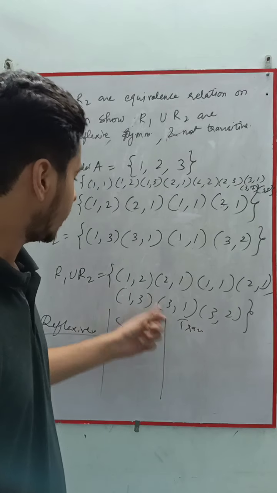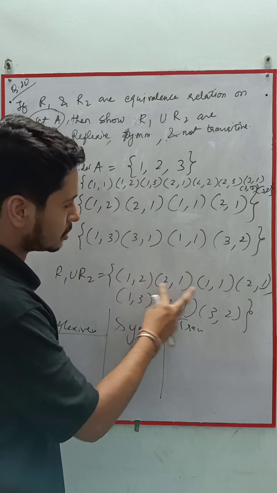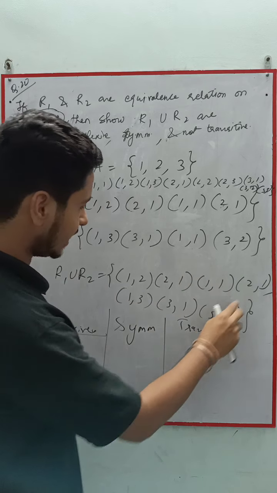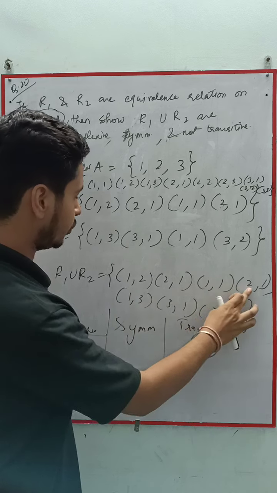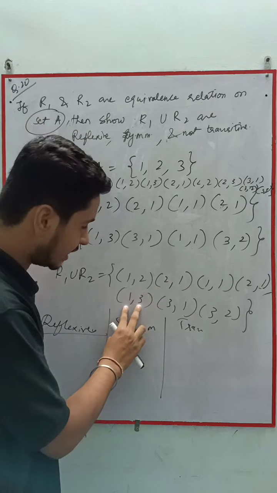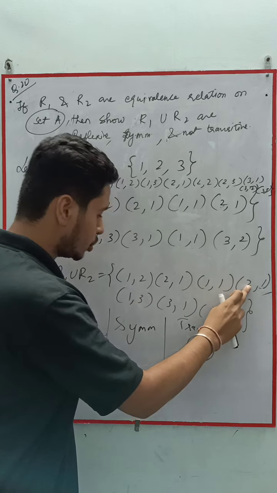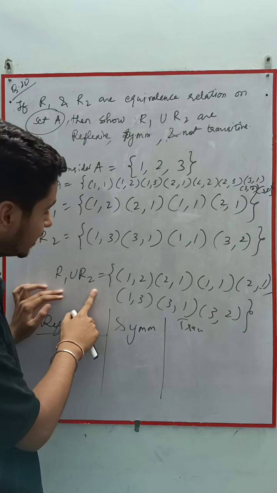Yes. So for the transitive, what? See, if I take (1,2), (2,1), (1,1), so I'm having (1,1). But if I take this (2,1), (1,3), okay. So do we have (2,3)? Because 2 is related to 1, 1 is related to 3, 2 should also relate to 3. But do we have it here in this union set?